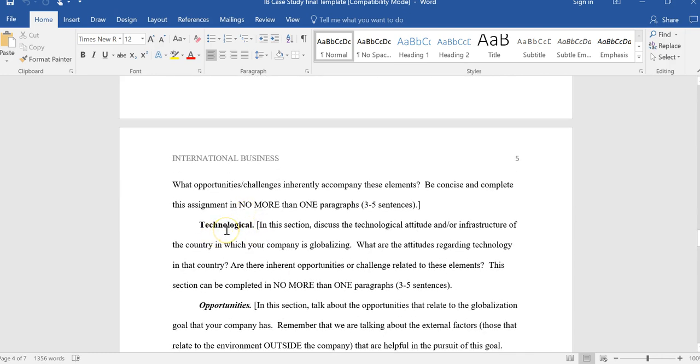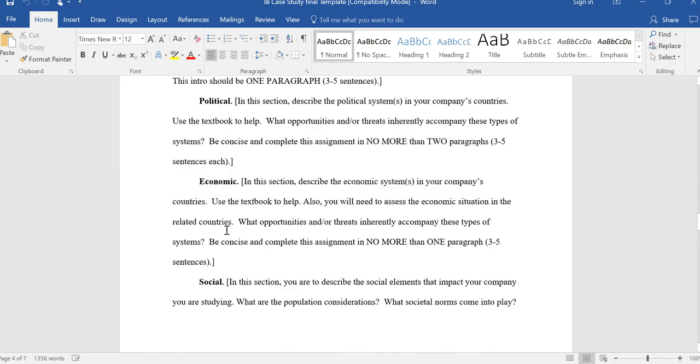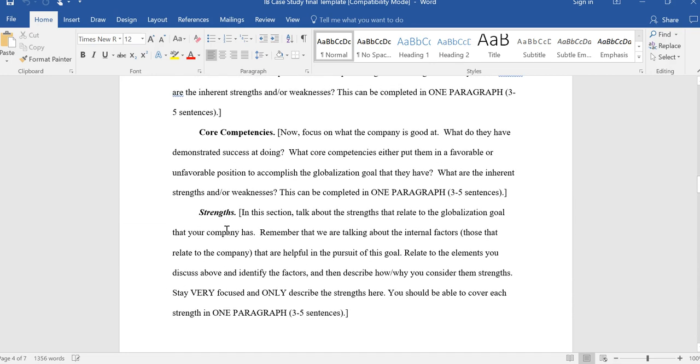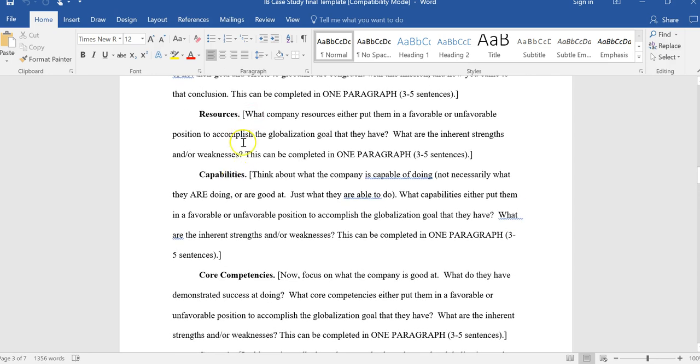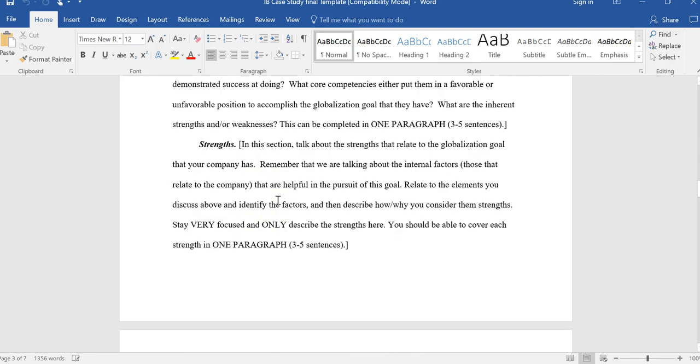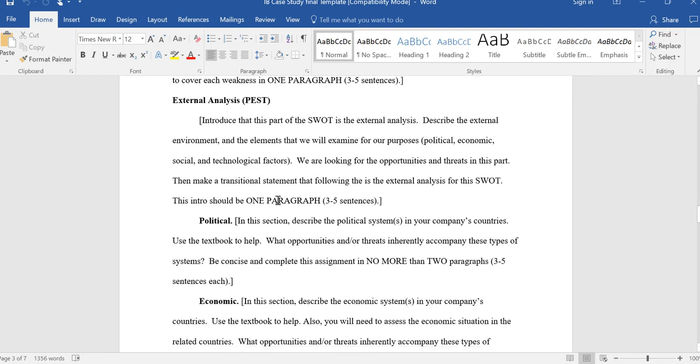Same with technological. Don't say ABC Corporation uses, you don't care about that. When you're talking about ABC Corporation, if there's a technological strength, that's something that you will answer here in this part, right? So you want to make sure that you're focused on the external environment.